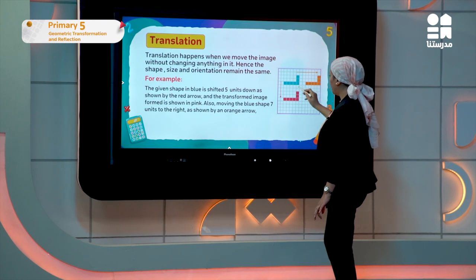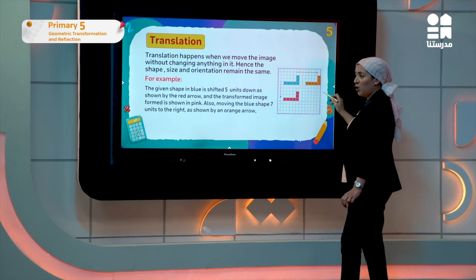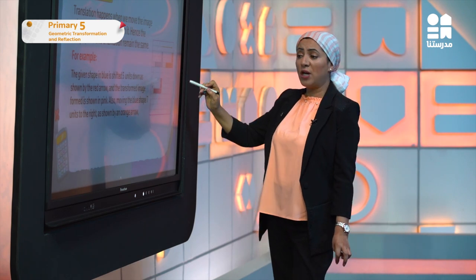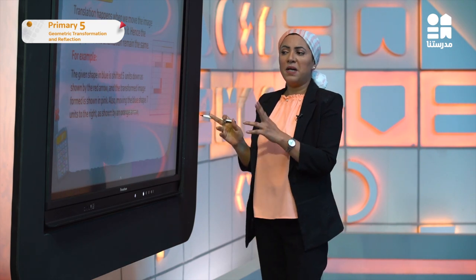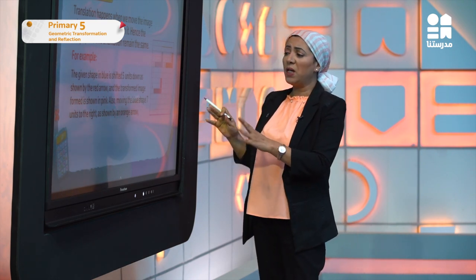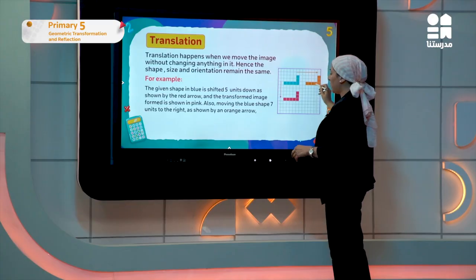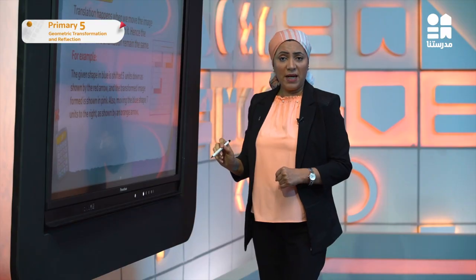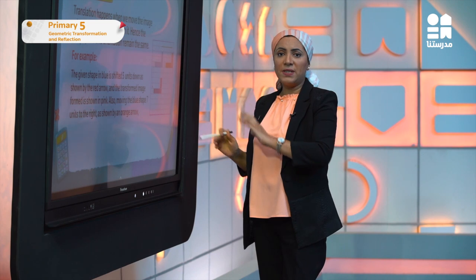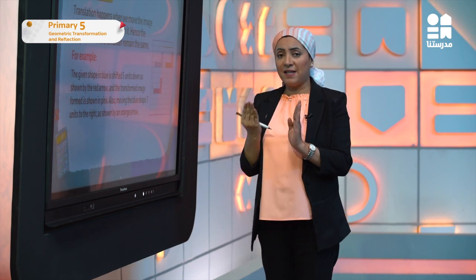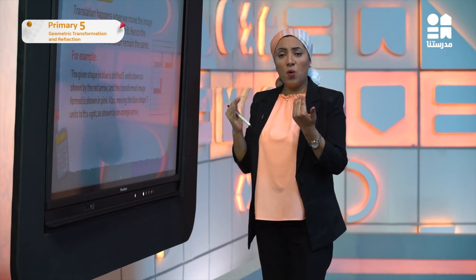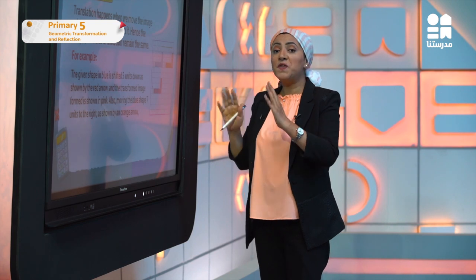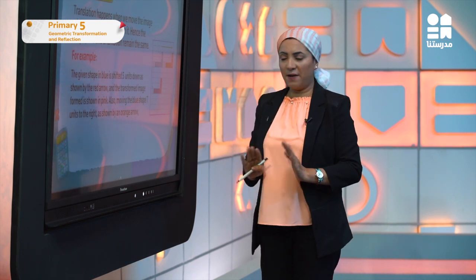And when I translated it into the orange shape here, I moved it also to the right, in the same direction, without changing anything. Just 7 units: 1, 2, 3, 4, 5, 6, 7. Okay, so that's it for translation. So reflection is the mirroring in the opposite direction. In translation, I move all my units by the same amount, with the same shape, without changing anything in it.